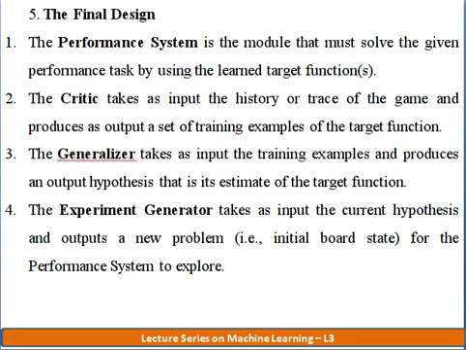The strategy used by the performance system to select its next move at each step is determined by the learned V cap evaluation process. Then the second module is the critic. The critic takes as input the history or the trace of the game, which was produced by the performance system, and produces as output a set of training examples of the target function.